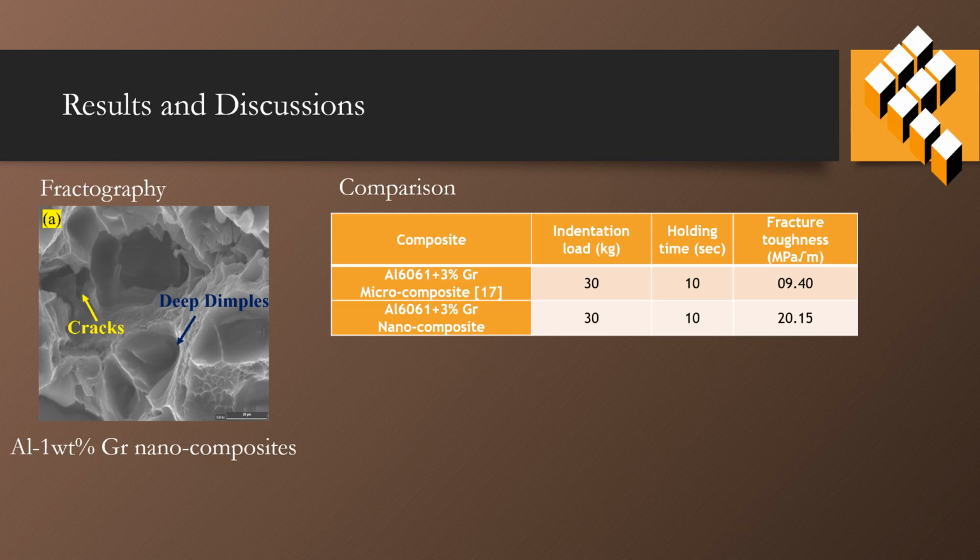The comparison of the microcomposite and the nanocomposite has been carried out for the same indentation load, holding time and composition. The fracture toughness observed was 9.4 MPa root meter for the microcomposite, and for the nanocomposite it is 20.15. We can clearly see that using nanocomposite the fracture toughness value will be higher for the composite.